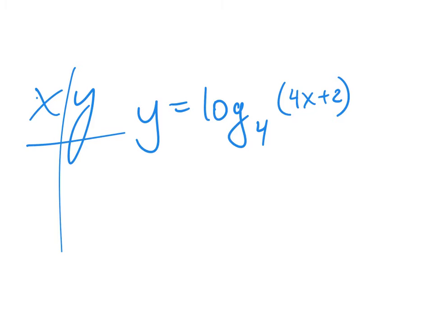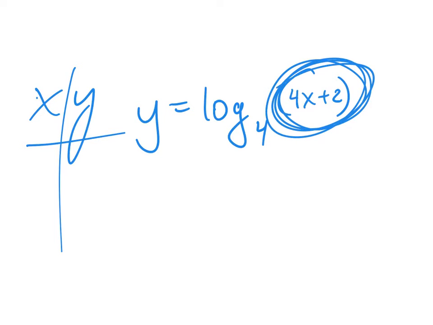And just find me 2 points that are on this log. Hint, if you make this 4, that'd be a nice point. Not put in 4 for x, but put in something that makes this equal to 4. All right, pause for a second while you give that a try. Okay, let's see how you did.